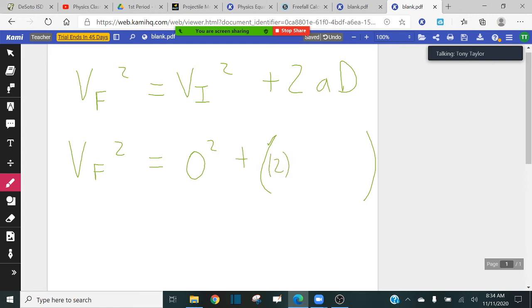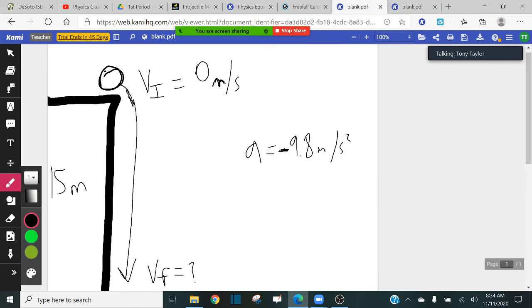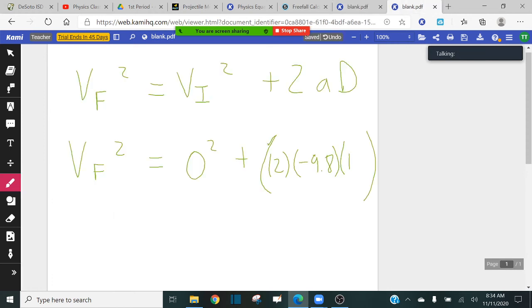So 2 times negative 9.8, which is the acceleration, times the displacement. Remember what we said? The displacement was 15 meters. And of course, I'm going to put all of that in parentheses. So 2 times negative 9.8 times 15.